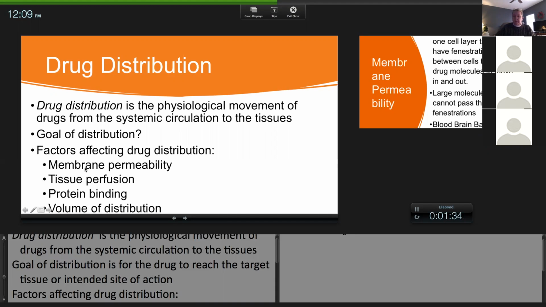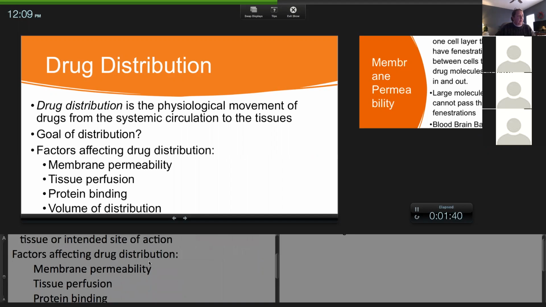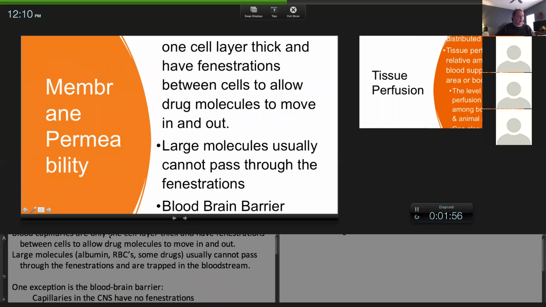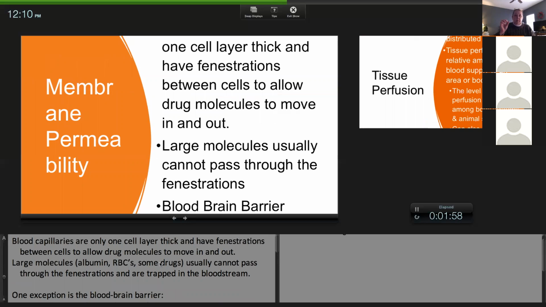So what happens? We've got membrane permeability, tissue perfusion, which I've kind of alluded to, protein binding, and the volume of distribution. You have to get to the target by crossing cell membranes. You have to get through membranes in different areas to eventually make it to the target. Now, the membrane permeability, if you remember, and I said this in anatomy: drugs don't diffuse from an artery to the tissue. They don't distribute from a vein to the tissue. When something enters the bloodstream, it has to reach the capillary.